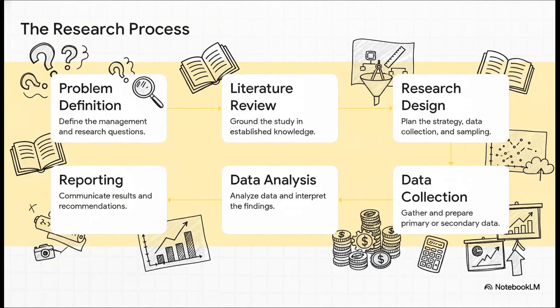So here are the key stages you're going to follow. Stage 1, problem discovery and definition. That's our funnel. 2, the literature review, where you find out what other people have already said about your topic. 3, research design and sampling, where you figure out exactly how you'll get your data. 4, the actual data collection and prep work. 5, data analysis and interpretation. This is where you make sense of it all. And finally, stage 6, reporting your results.